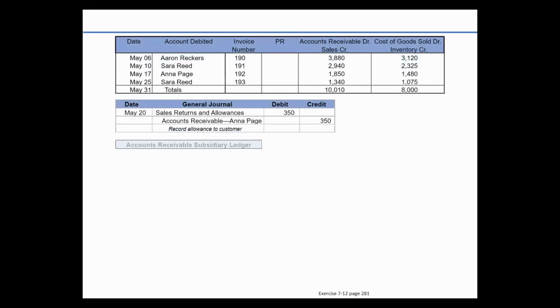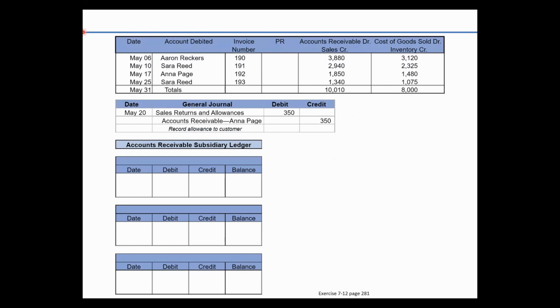So first of all, we'll record the sales. So we have our accounts receivable subsidiary journal. Again, each of our customers has an account in there. The first one is Aaron Reckers. On May the 6th, a debit in the amount of $3,880. And so that's the balance. It's a debit, because remember that accounts receivable is an asset and we're increasing an asset. So we'll debit that.